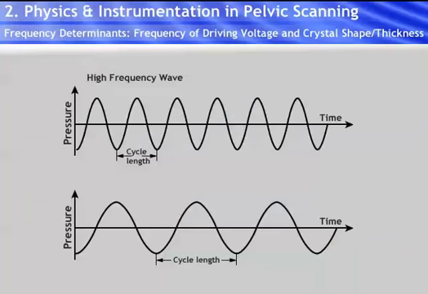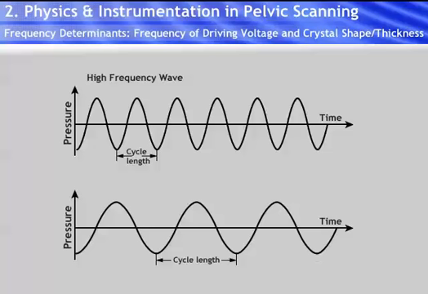Sound waves vary in frequency, which corresponds to pitch. Sound waves that humans can hear are in the range of 20 to 20,000 cycles per second, hertz. Ultrasonic waves are much higher in pitch and frequency, well beyond the range of human hearing. For ultrasound, frequency is measured in millions of cycles per second in units called megahertz.